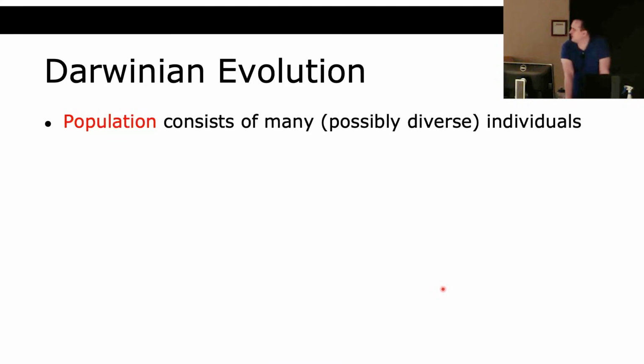So the population, these are some terms now that we'll be using when it comes to relating actual evolution to evolutionary computing. The population consists of many possibly diverse individuals. Like we have a population of people here in the classroom. We have a population of people in the country, in the world, whatever scale you want to look at. We're going to have a population of candidate solutions in our evolutionary algorithm. So for example, every possible path might be a candidate solution that is in a population.